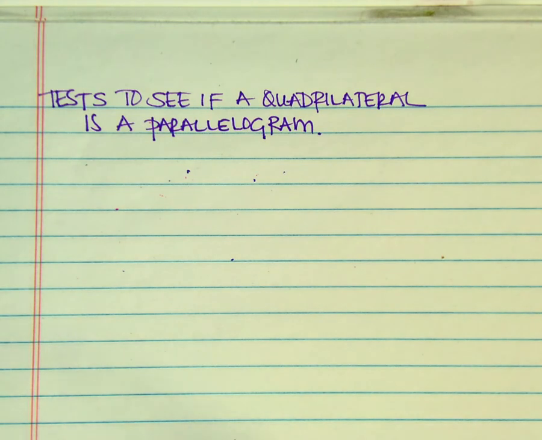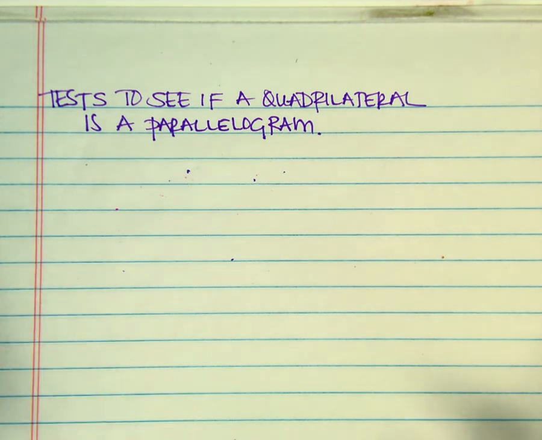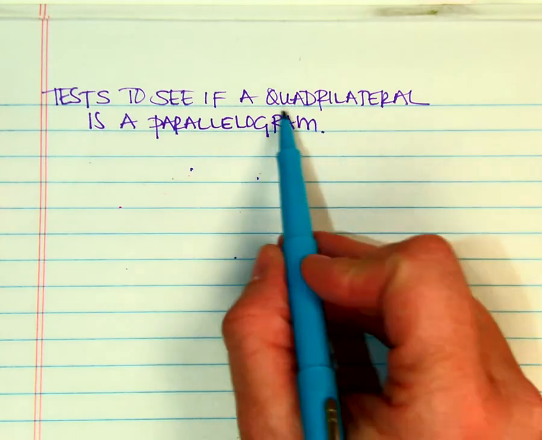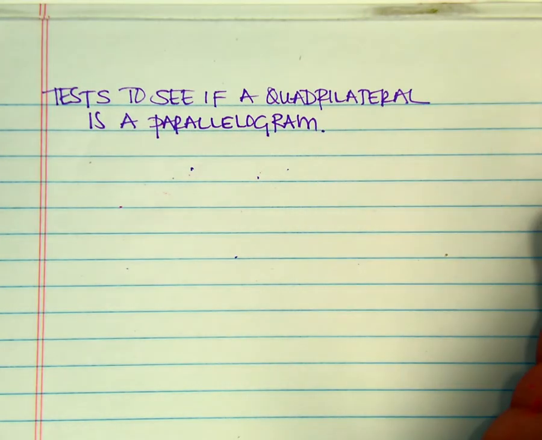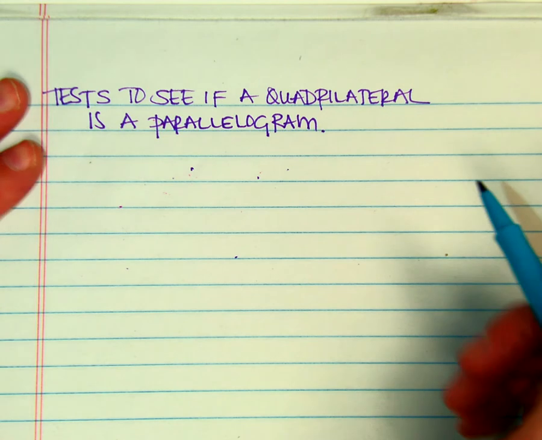Okay, so for today we're going to be looking to see, or test to see, if a quadrilateral is a parallelogram. So if I tell you it's a parallelogram, then we can use all the properties that we know to set up equations and then solve. But what happens if I'm just given some generic quadrilateral? How do I know that it is a parallelogram based on the information?